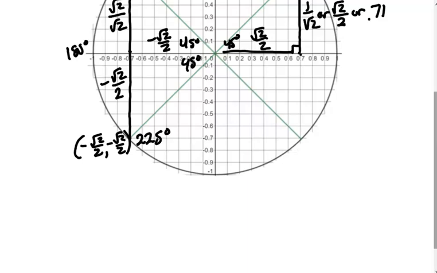Going into quadrant 4 at a 45-degree angle, this corresponds to 315 degrees. And now the x value has become positive again because we're headed in the positive direction for the adjacent side, and the y value remains negative.